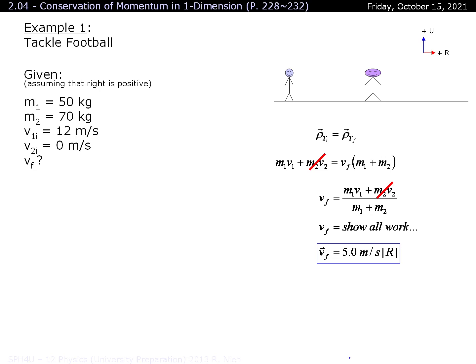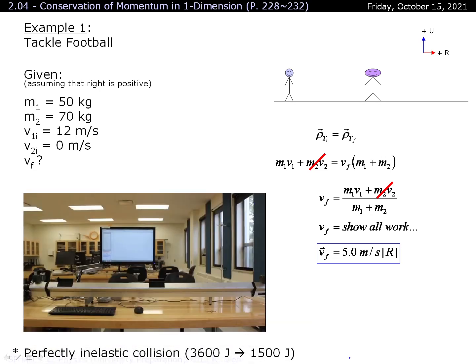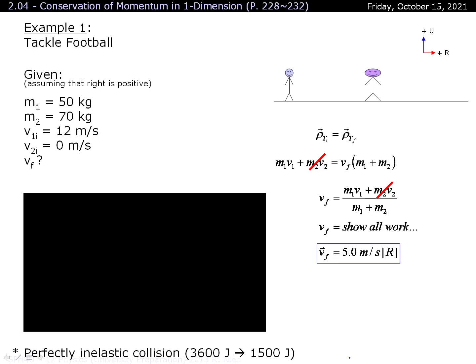There's an example that's often used in high school, and it's with a device that's called a one-dimensional air track. And here it is. You'll notice that the two objects stick together. These are known as perfectly inelastic collisions.